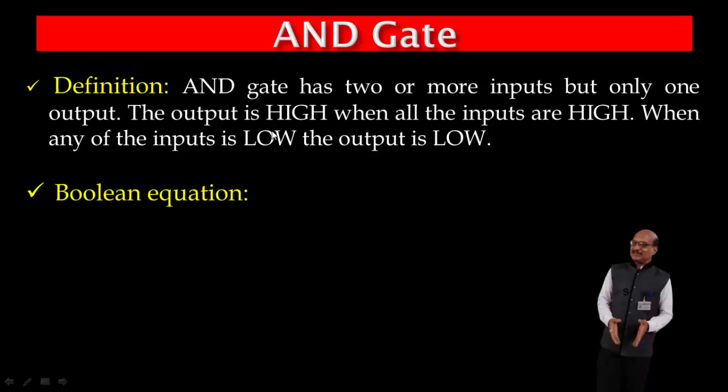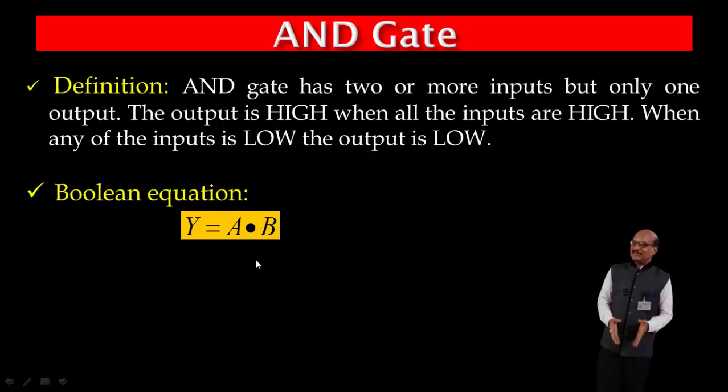Now the output is high when all the inputs are high. When any of the inputs is low, the output is low. So these statements define the relation between the output and input. The important point is the output is high when all the inputs are high. If any one of the inputs goes low, then the output of this gate becomes low.